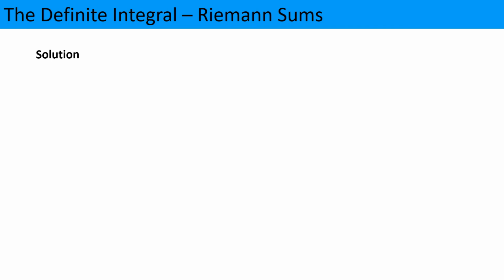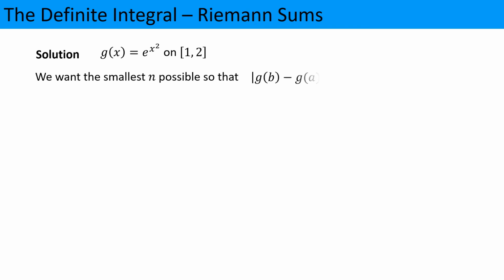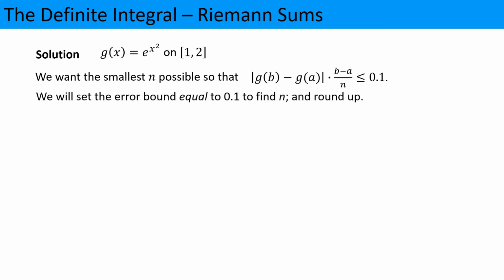Solution. Remember, we're working with g of x equals e to the power of x squared on the interval from 1 to 2. What we want is the smallest n possible so that the error bound, the absolute value of g of b minus g of a times b minus a over n, is equal to or less than 0.1. We will set the error bound equal to 0.1 to find n and then just round up. We're going to write the absolute value of g of b minus g of a times the quantity b minus a over n and set it equal to 0.1.